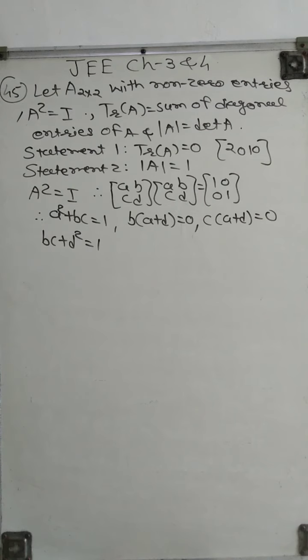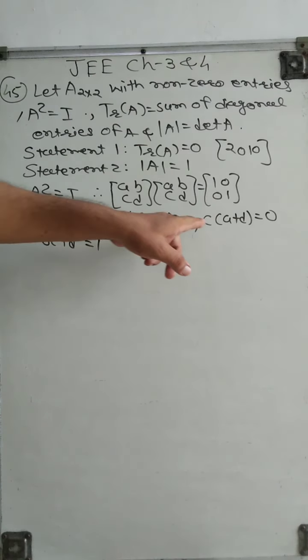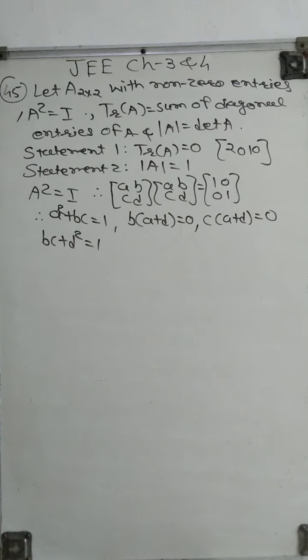Okay, so now here we take A square equal to I, and in our previous sum, 2 or 3 sums before, we do this one. A square equal to I, then 4 results are obtained. A square plus BC is 1, B(A plus D) is 0, C(A plus D) is 0, and BC plus D square equal to 1.